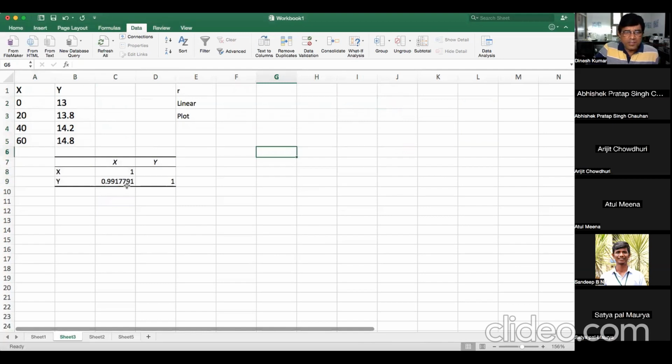So Arijit, is it clear now? For two variables, you can do it in this way. Yes, sir. Any doubt? No, sir. No doubt. Okay.